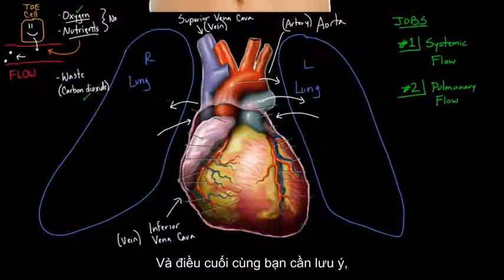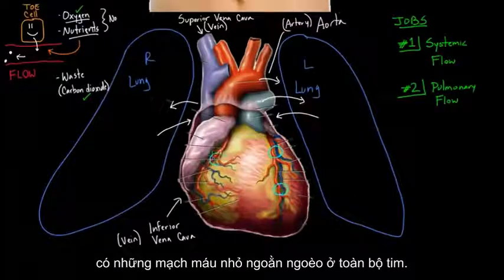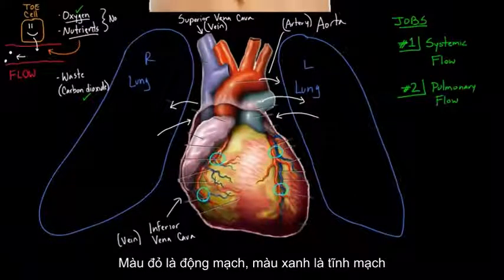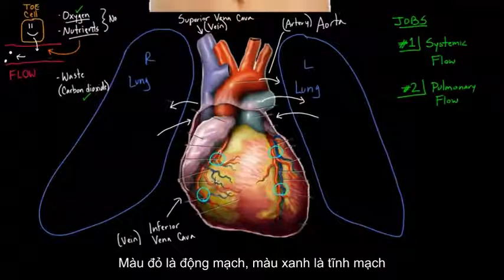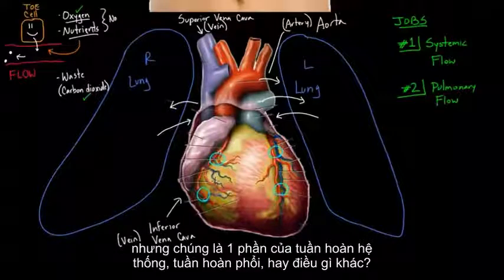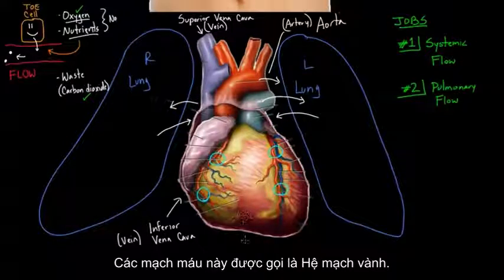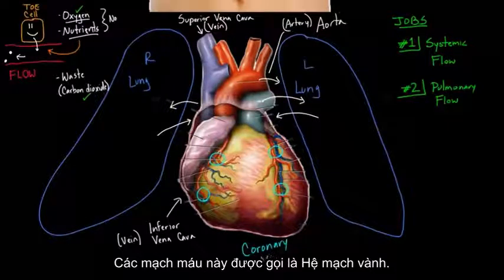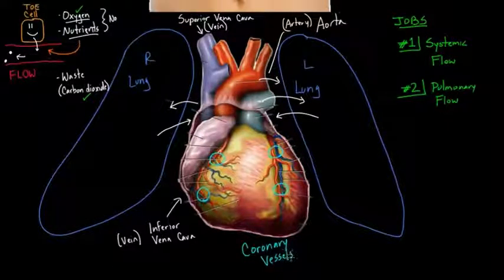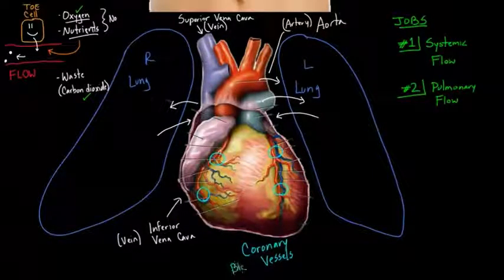So the final thing you'll notice, if you look at this picture, it's hard not to notice, is that there are these wriggly looking little blood vessels all over the heart. And what are these exactly? You've got red ones and blue ones, and the blue ones are the veins, and the red ones are the arteries, but are they part of the systemic flow or the pulmonary flow or something else? Well, these vessels, all of them together, are called coronary vessels. Specifically you might hear about a coronary artery or coronary vein, but together you can call them coronary blood vessels. I'll add the word blood here.